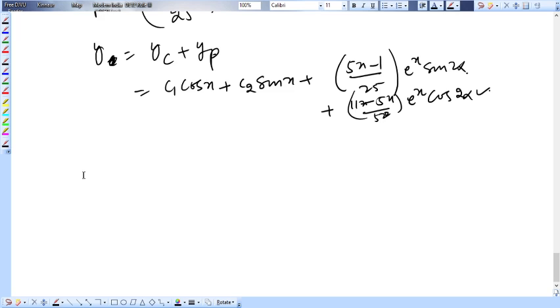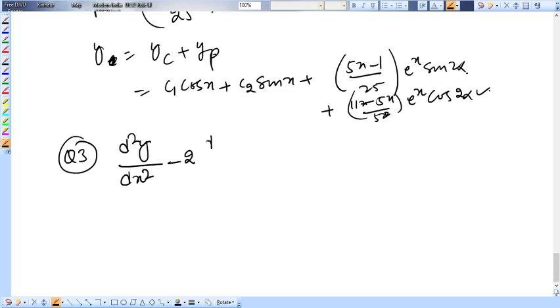So now I'm going to give you an exercise. Okay, I hope you will do it by yourself. So the problem is this: the double derivative of y with respect to x, d²y/dx², minus 2 dy/dx plus y equal to x e^x sin x. Okay, so solve it.